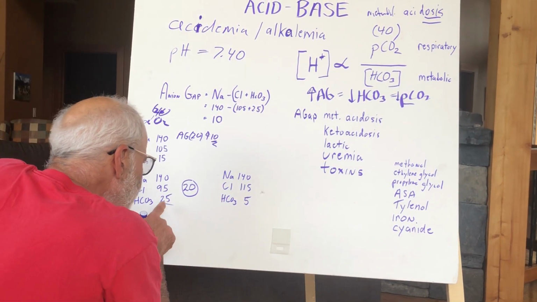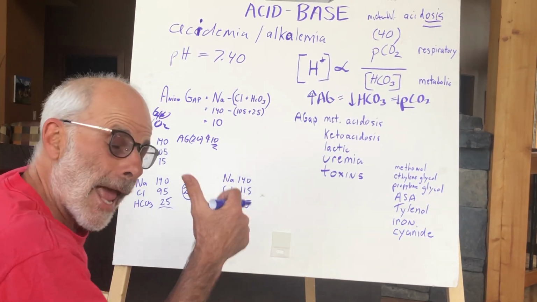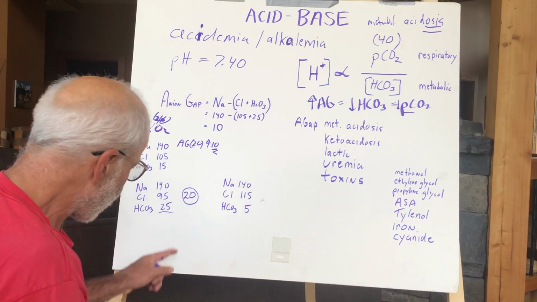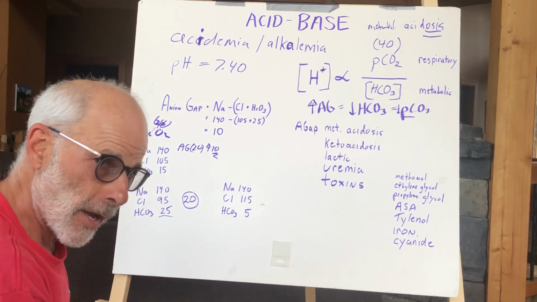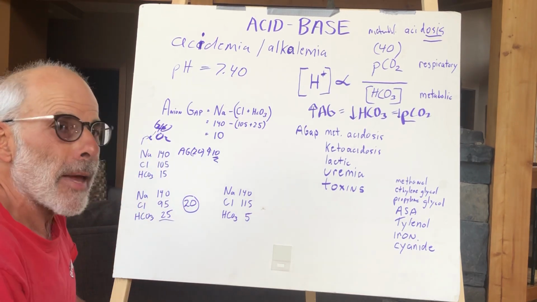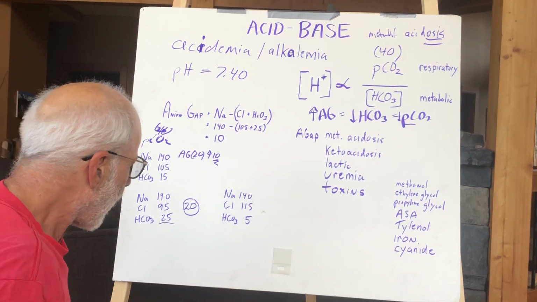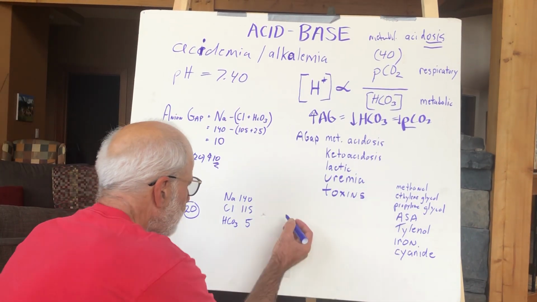So in this patient, you would diagnose an anion gap metabolic acidosis based simply on the fact that there's an increase in the anion gap, and a metabolic alkalosis, so pushing the bicarb higher. Let's look at this case.